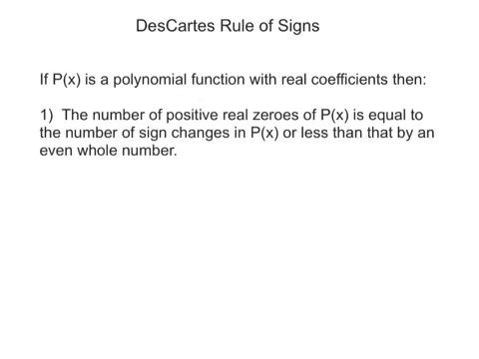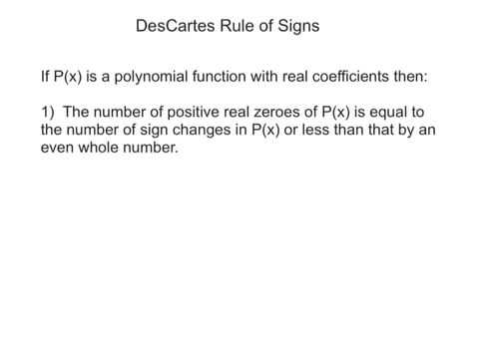So here's Descartes' rule of signs. Here's the first part. If p of x is a polynomial function and p of x has real coefficients, which is pretty much all the ones we deal with, then this is true. The number of positive real zeros of p of x is equal to the number of sign changes in p of x, or less than that by an even whole number.